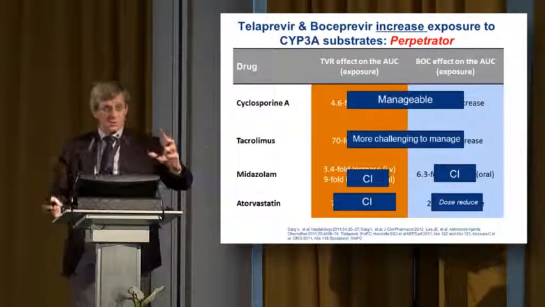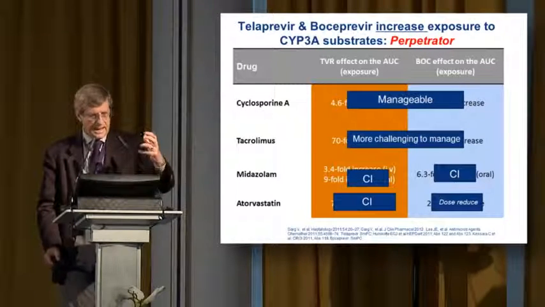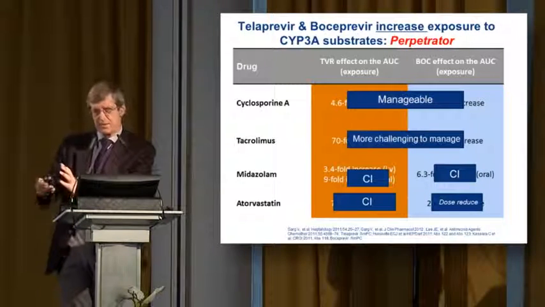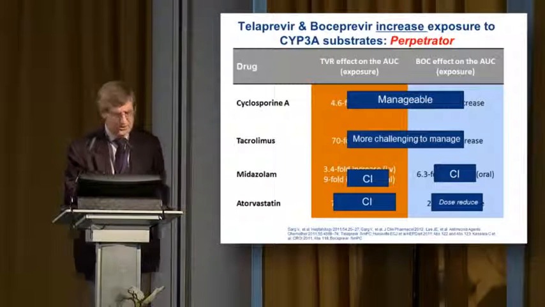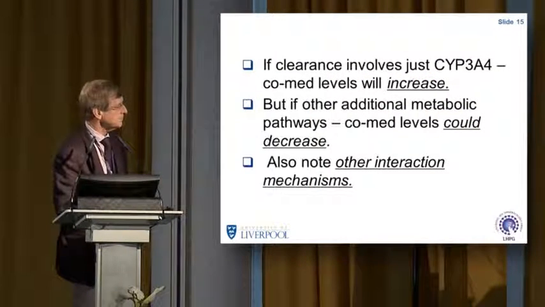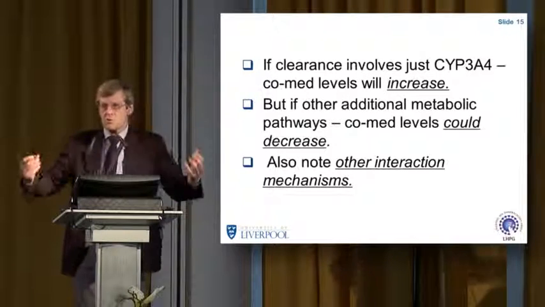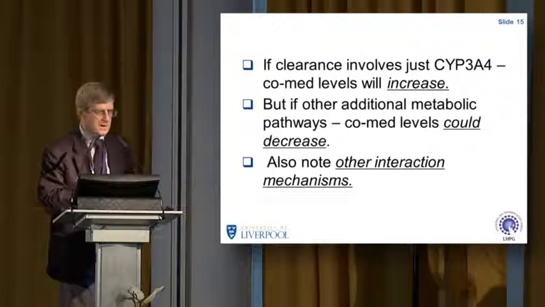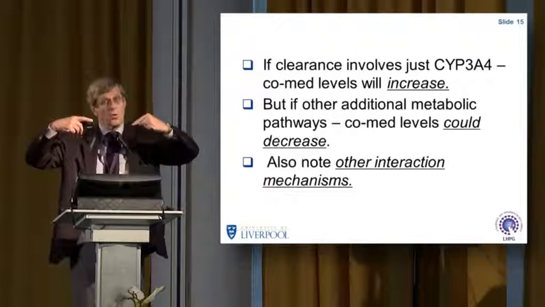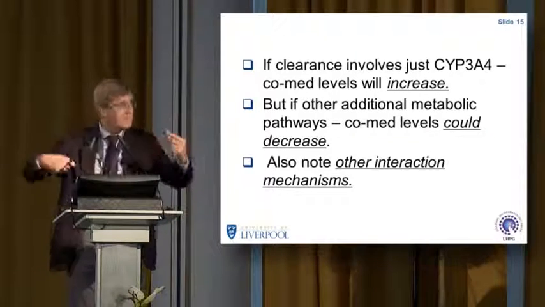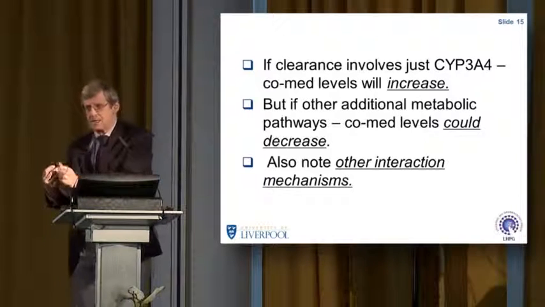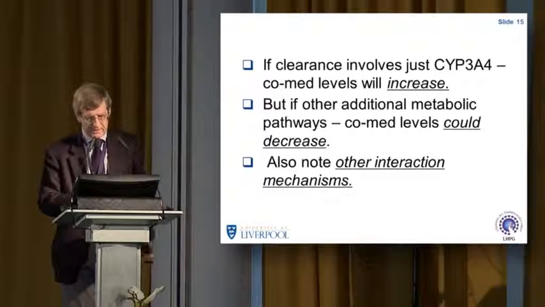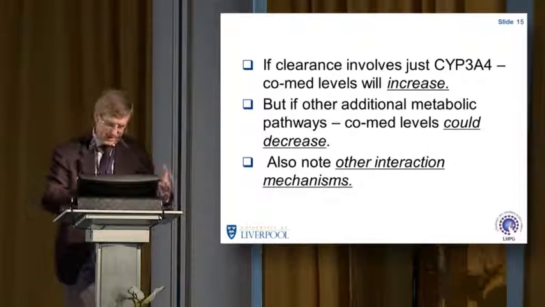Now, these are just examples where we have clinical management and also contraindication, which means that we have to think about the drugs that are being used in conjunction with directly acting antivirals. So, if the clearance or the removal of the drug from the body involves just cytochrome P450 3A, the co-medication levels will increase, and we have to think, what does that mean? If there are other pathways that the body uses to try to get rid of the drug, then the co-medication levels could decrease, which makes it complicated.